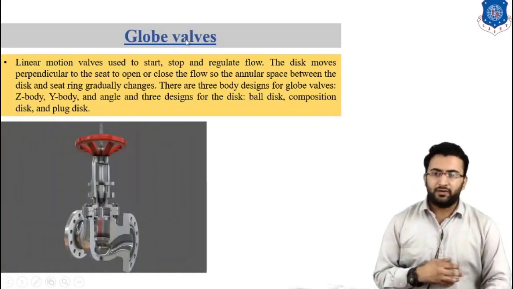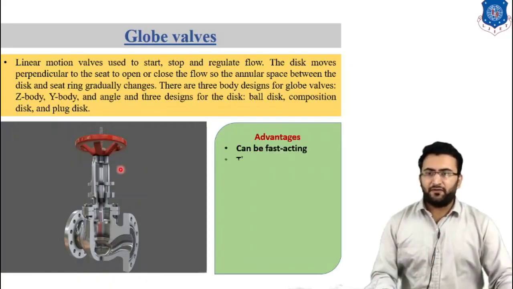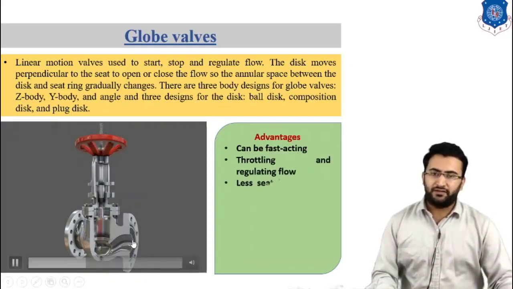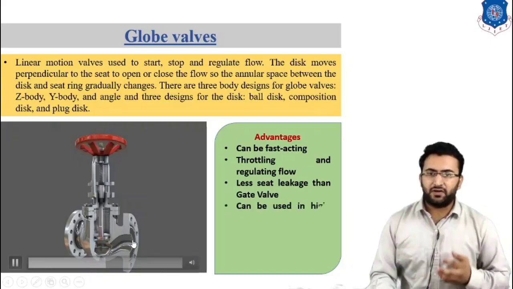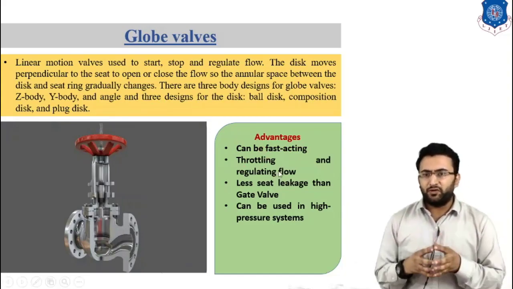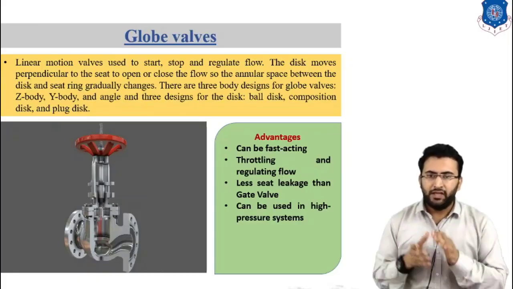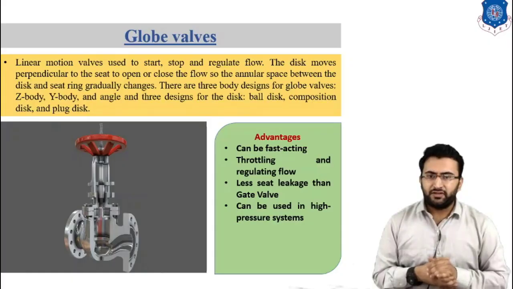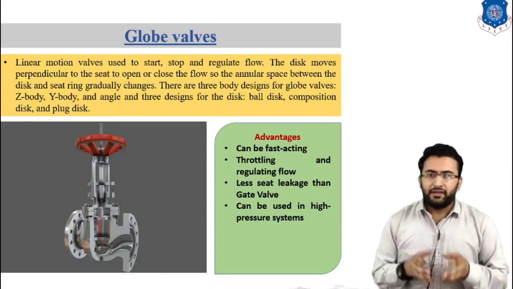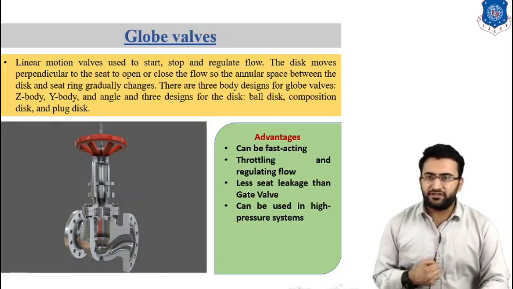Now let's talk about the advantages of globe valve. This is one type of globe valve which is used in industry. There are various advantages of globe valve, such as it can be a fast acting valve, and it's good for throttling and regulating flow, means it's used mostly for throttling and regulating the amount of flow. In globe valve, there is less leakage than gate valve and it can be used in high pressure systems. So these are all advantages of globe valve.